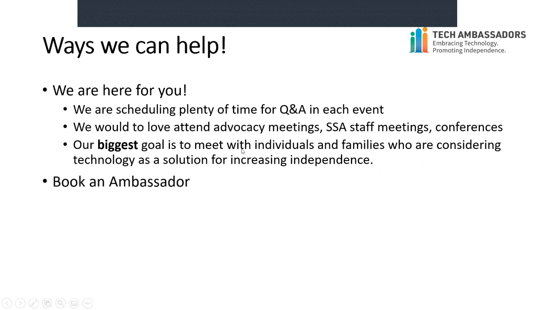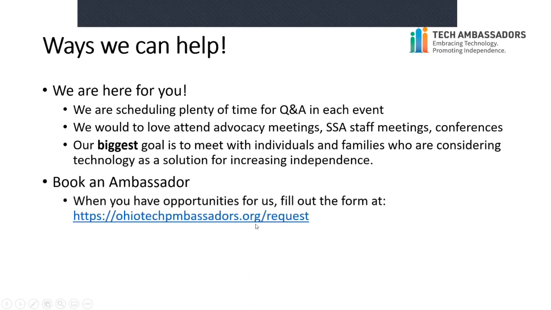And for any of these things, if you'd like to book an ambassador, what you want to do is visit our website at ohiotechambassadors.org/request, or at any page on the website, there's a really big orange button that says book an ambassador. All you have to do is click that button. That's going to take you to a form where you can fill out a little bit of information to tell us what type of request you have. And we will get to work trying to get that on our calendars.